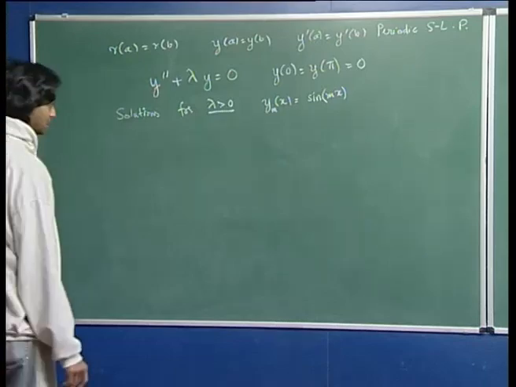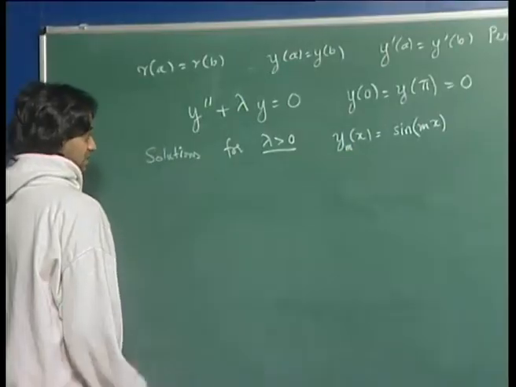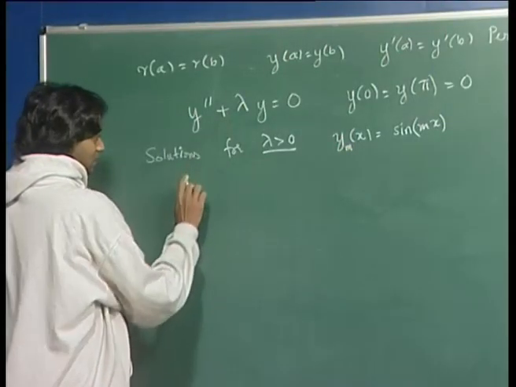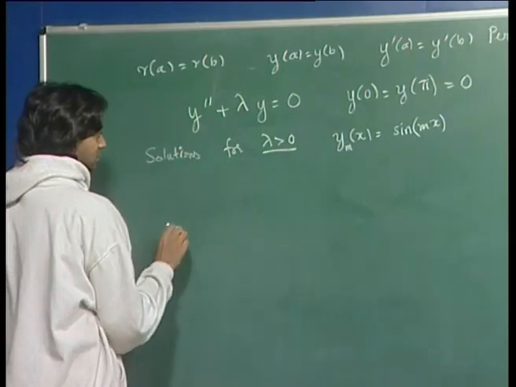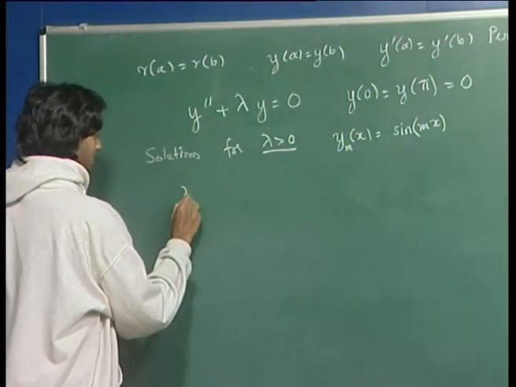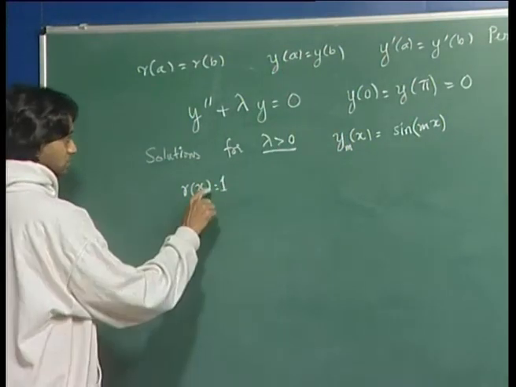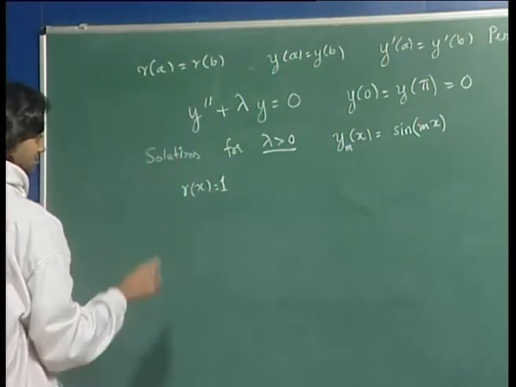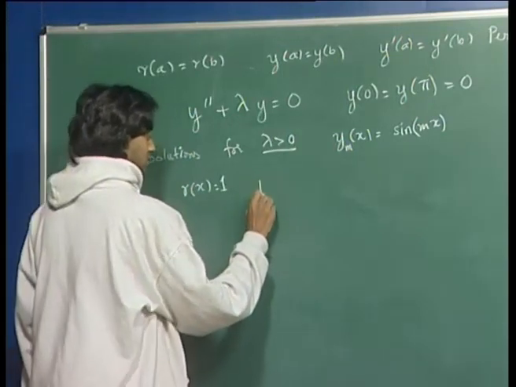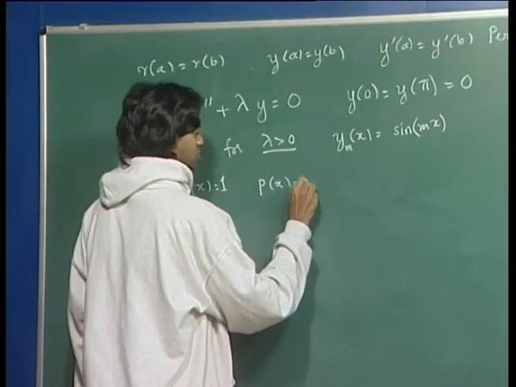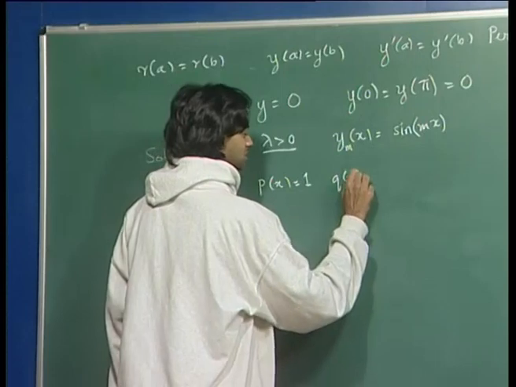Now, if you take this, according to the Sturm Liouville problem, what we will say is that r of x equal to 1. So, 1 times y prime the whole prime is just y double prime, p of x equal to 1, q of x equal to 0.